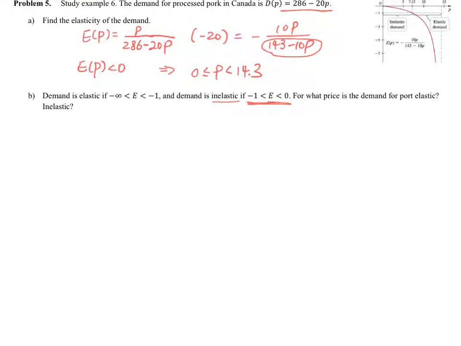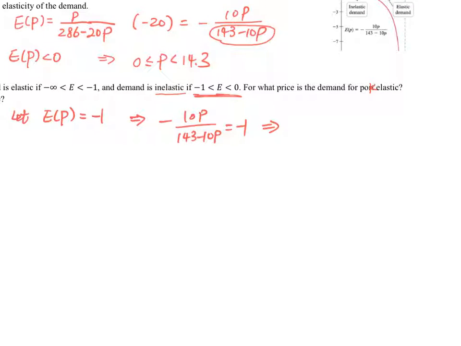So for what price is the demand for pork elastic? Now basically we're looking for the cutoff point. So we're going to let E of P be negative 1. We want to find that price point so that we can tell whether, if it's more than that, it's elastic, and if it's less than that, it's inelastic. So E of P is negative 1, which means this should be equal to negative 1. You can pause the video and quickly solve that by yourself and compare mine with yours. So you solve this equation, and it turns out 20P is equal to 143 and P is 7.15.